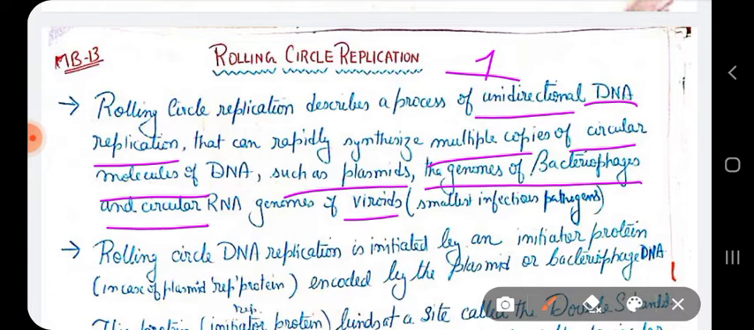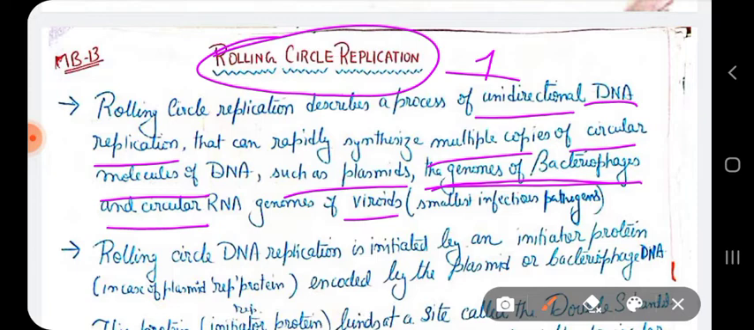Then the genomes of bacteriophage also carry out replication in this process, rolling circle replication, and so do the circular RNA genomes of viroids. Viroids are small infectious pathogens which also go through this rolling circle replication method.